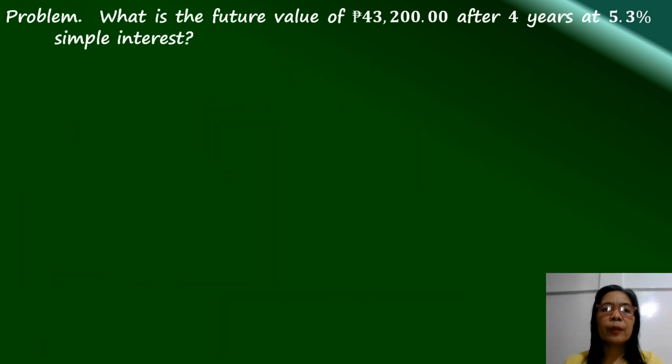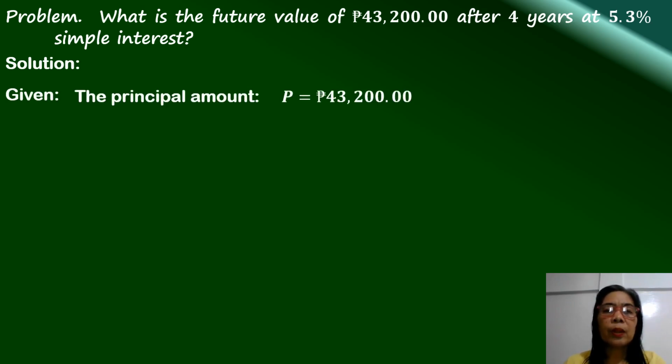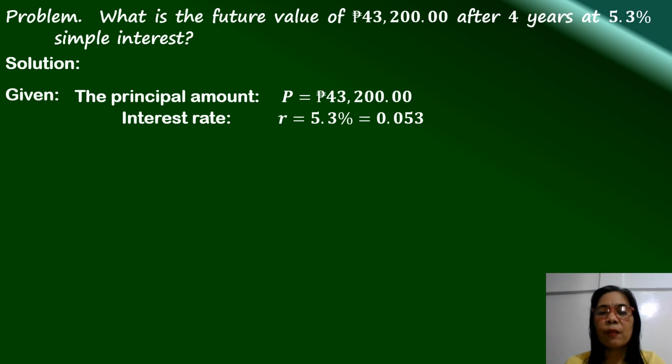Let us solve the problem. What is the future value of 43,200 after 4 years at 5.3% simple interest? So we start our solution by finding out what are the given. So 43,200 pesos is the principal amount. The interest rate is 5.3%, and we're going to convert that one to decimal when used in the computation, giving us 0.053, and the time is 4 years.